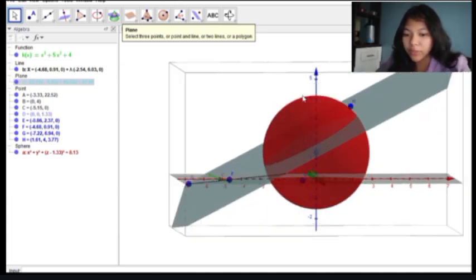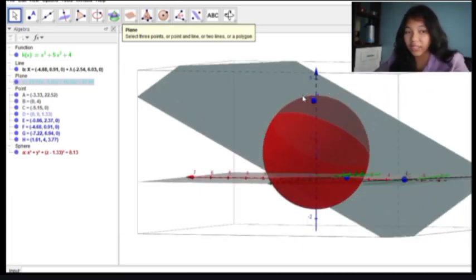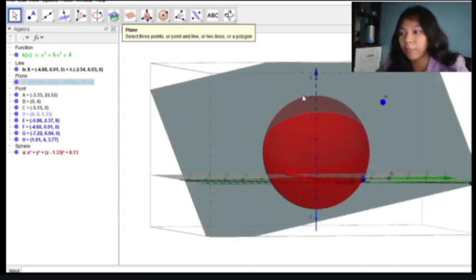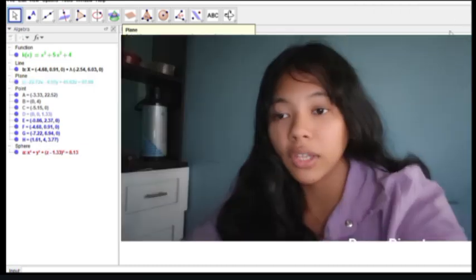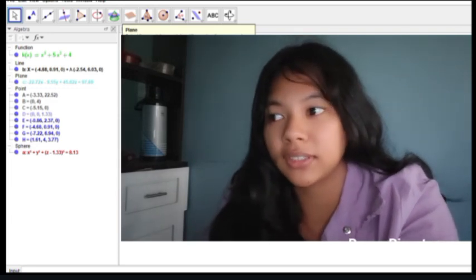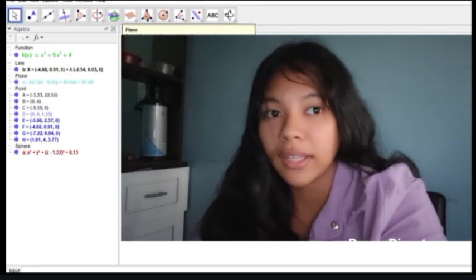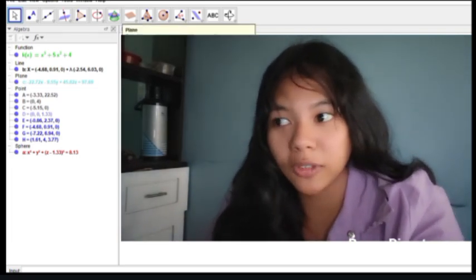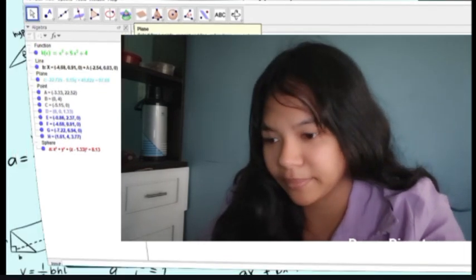So, this view is perfect for visualizing gradient, cross sections, level curves, and vector operations. So now I hope you understand the different purpose of different views. Now we're going to solve some practice problems using GeoGebra.